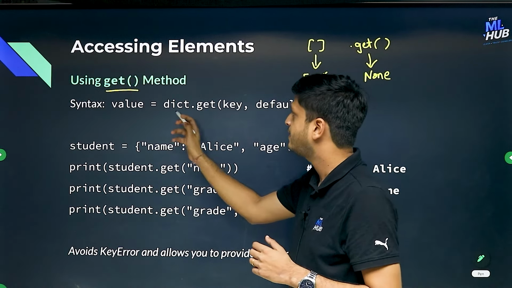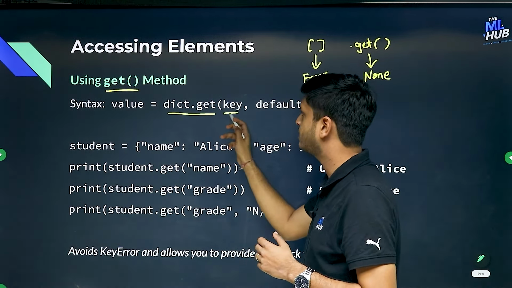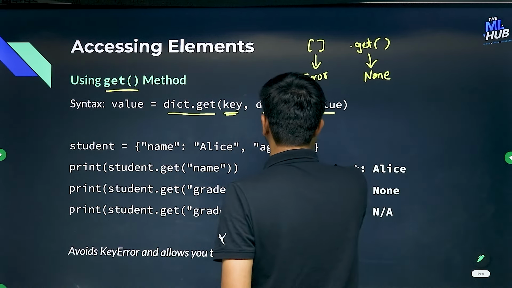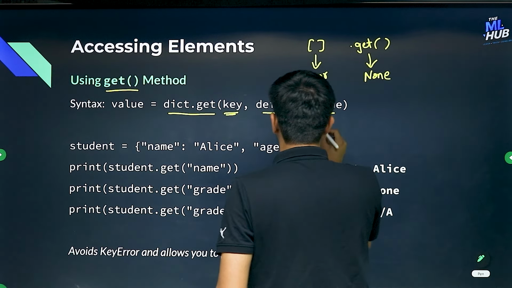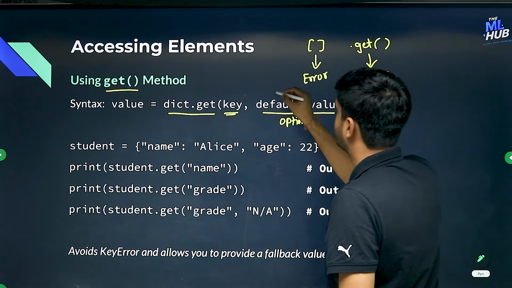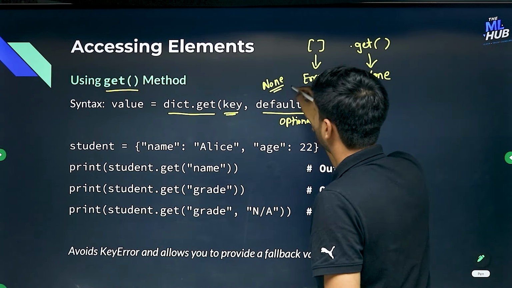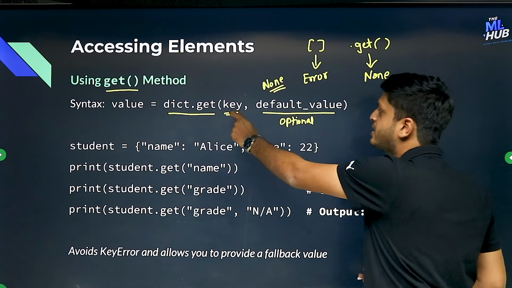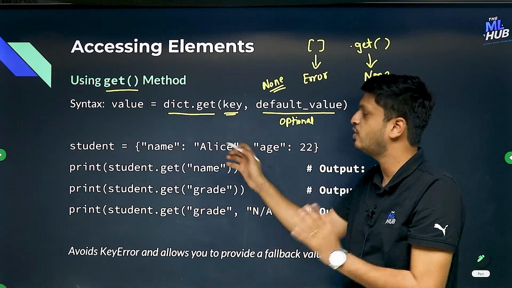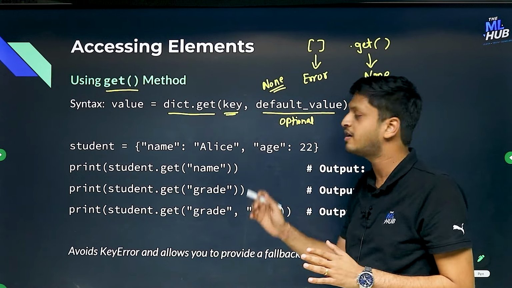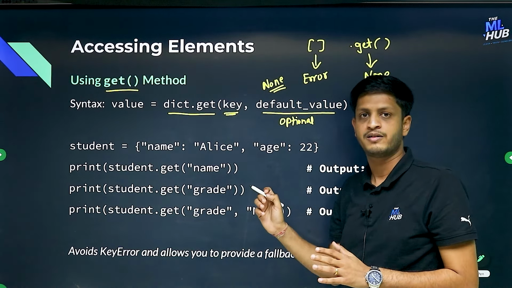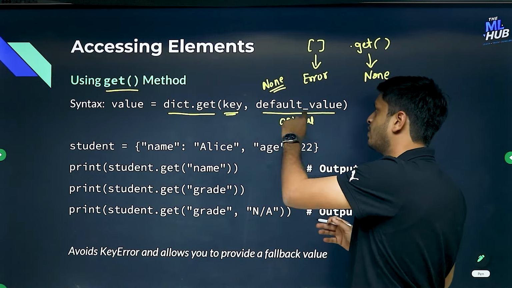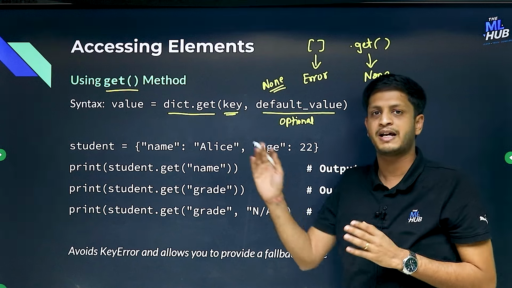So the syntax is dict.get, and here you give it the key, and after a comma you can give the default value as well. This is optional. If you don't give the default value, it will be taken as None. None is a keyword, right? It means nothing. So if you give the default value, firstly, it will try to search for the key. If the key is present, you will get that value. But if the key is not present in the dictionary, it will give the default value which you have provided. And if you have not provided the default value, it will give None. So the default value of the default value is None.